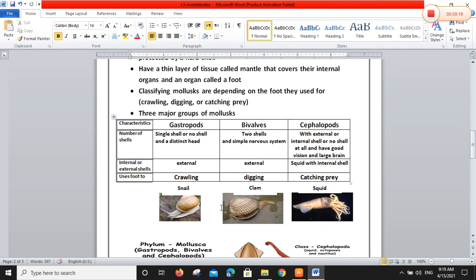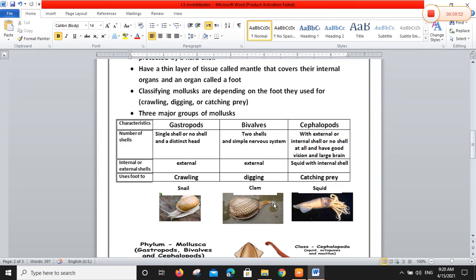Bivalves. Look at the second type of mollusks, bivalve. Yes, clam. Two shells. Bivalves means two shells. It has a simple nervous system. The shell is external, the two valves are external. And what does it use the foot for? Digging. Look at the part of the body that comes out. This is the foot. It digs the earth with this foot.